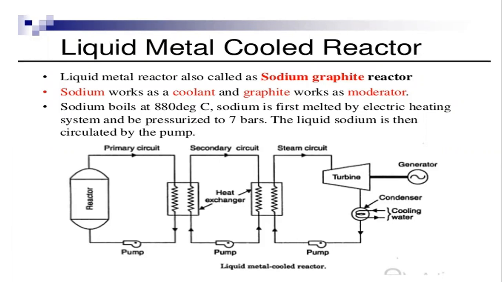That's why we are using the heat exchangers. Sodium is circulated through the reactor core and the intermediate heat exchangers, where the heat from the sodium is transferred. In that reactor, the sodium is circulated.